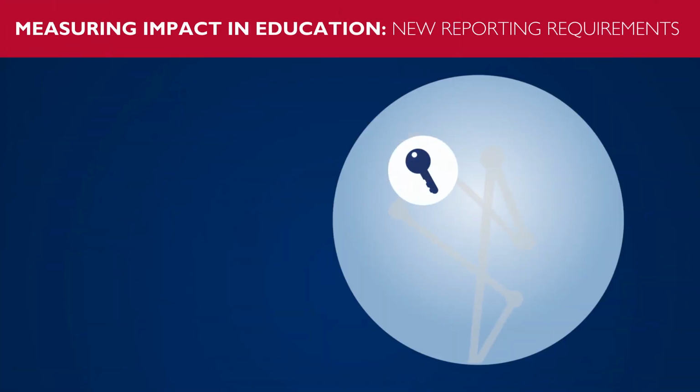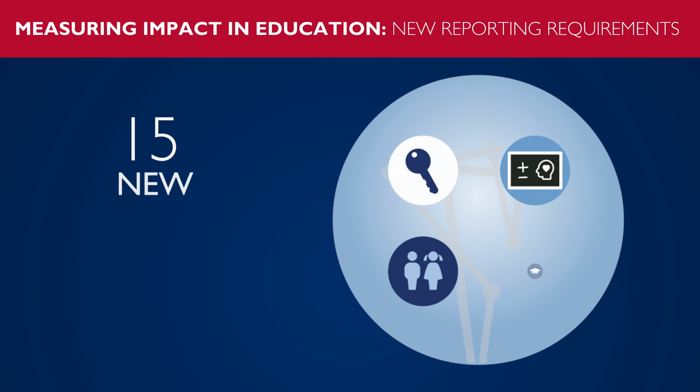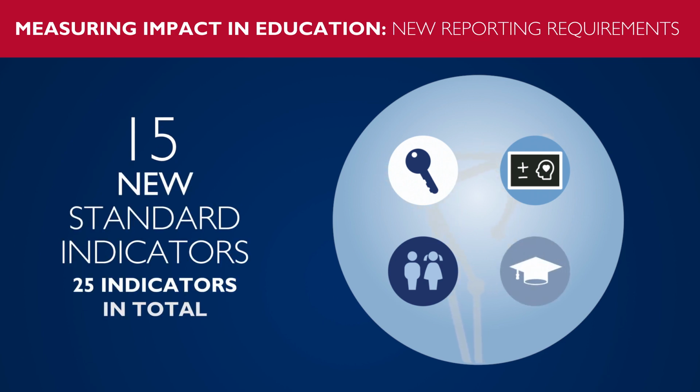Second, the indicators for education have been revised and expanded. The biggest change will be to the Standard Foreign Assistance Indicators, or Standard Indicators. For 2019, there are 25 standard indicators. 15 of these are new, and 10 are existing indicators that have been revised.